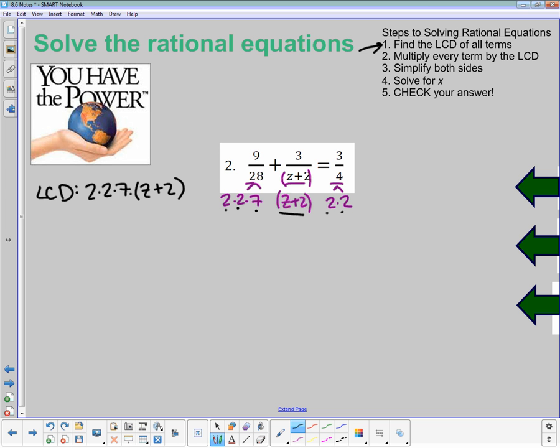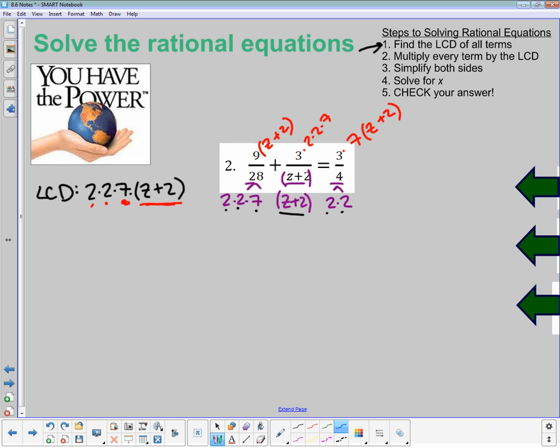Okay, so now I make them common denominators and I need to see what I have left over. In the first one, I have a 2 times a 2 times a 7, so I have those 3, but I'm missing the z plus 2. So I need to multiply this by z plus 2. In the second one, the one in the middle, I have the z plus 2, but I'm missing the 2 and the 7. So I need to multiply this by 2 times 2 times 7. And then the 3/4 on the right-hand side, I have the 2 and the 2, I need the 7, and I need the z plus 2. So I'm going to multiply by 7 as well as z plus 2.